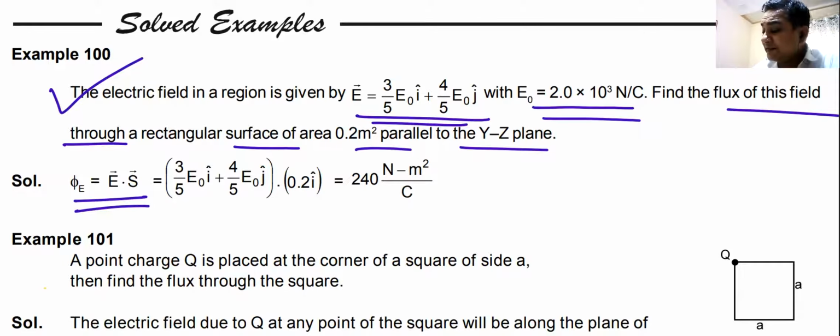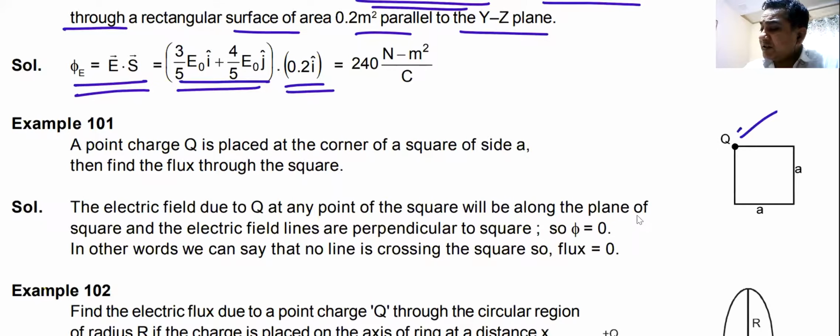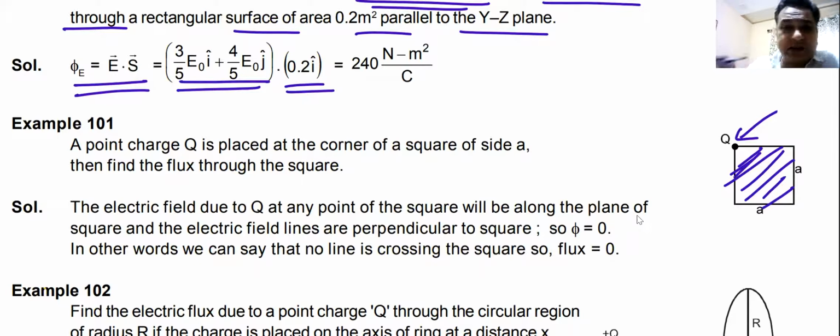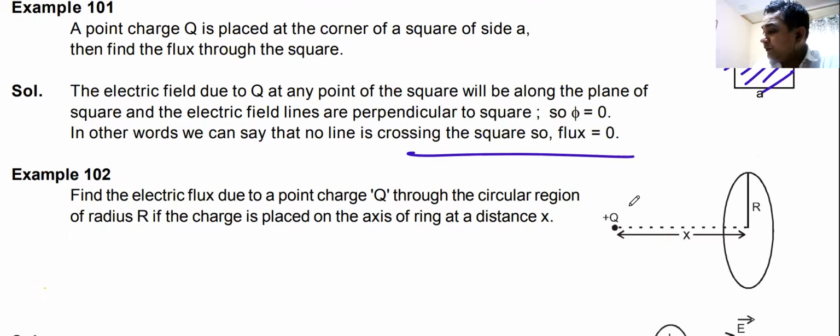So I think you got the answer. You have to do E dot dS. You can do the dot product and get the answer. Similar question, a charge is placed here. What is the flux through this surface? This surface is like this. Electric field lines will be going along the surface. So the flux would be zero.